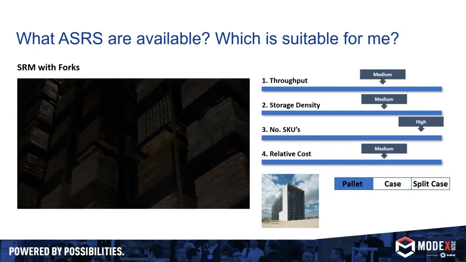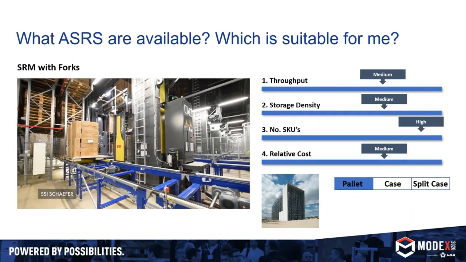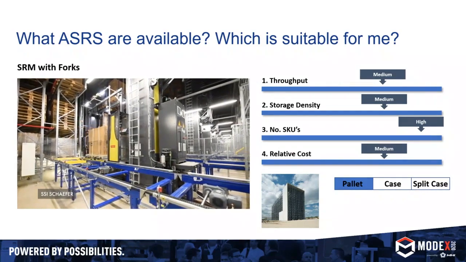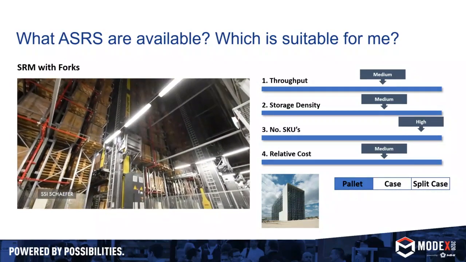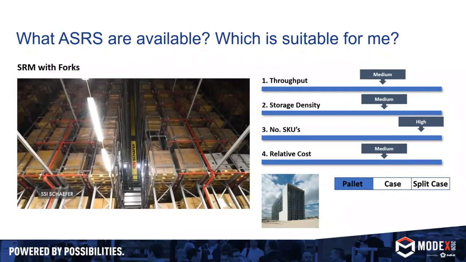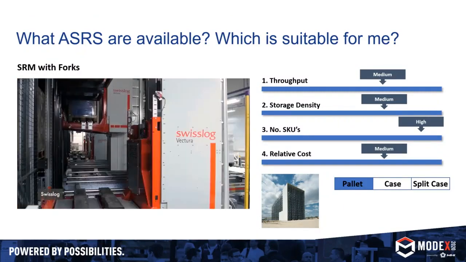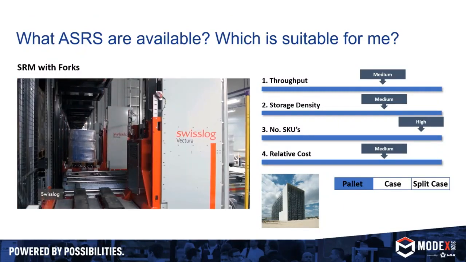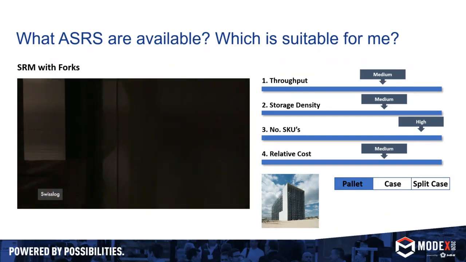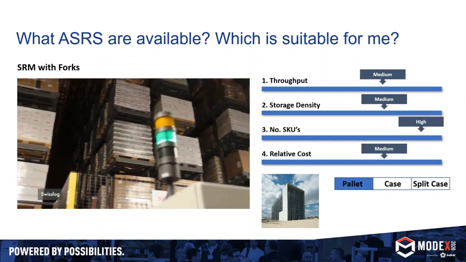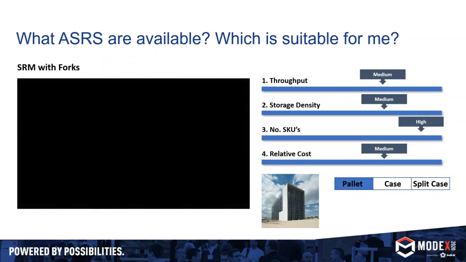So for each of the technologies, I'm going to ask the questions: how does it work? What are the typical uses? And we'll look at some of the typical performance metrics for each. So the first one that you can see there is the traditional SRM, or storage and retrieval machine. So how does it work? Essentially, you've got a crane operating in a single aisle, so one crane per aisle, with a fork which moves up and down the mast. The depth of storage in the rack is typically 1, 2, or 3 pallets deep.